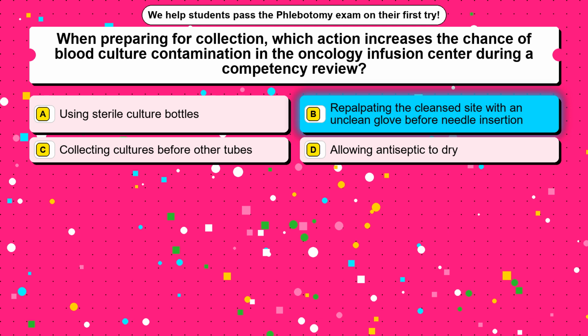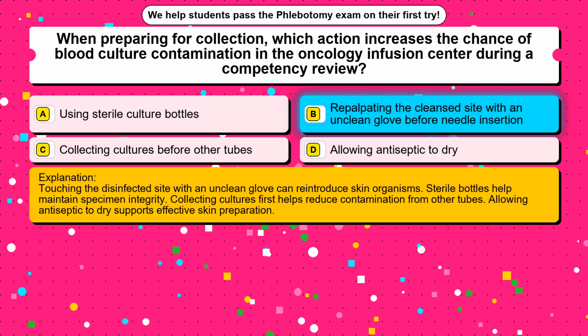Replicating the cleansed site with an unclean glove before needle insertion. Touching the disinfected site with an unclean glove can reintroduce skin organisms. Sterile bottles help maintain specimen integrity. Collecting cultures first helps reduce contamination from other tubes. Allowing antiseptic to dry supports effective skin preparation.